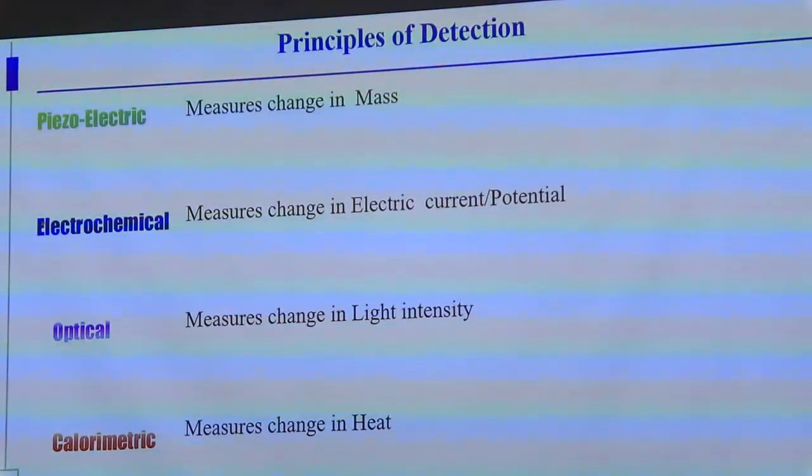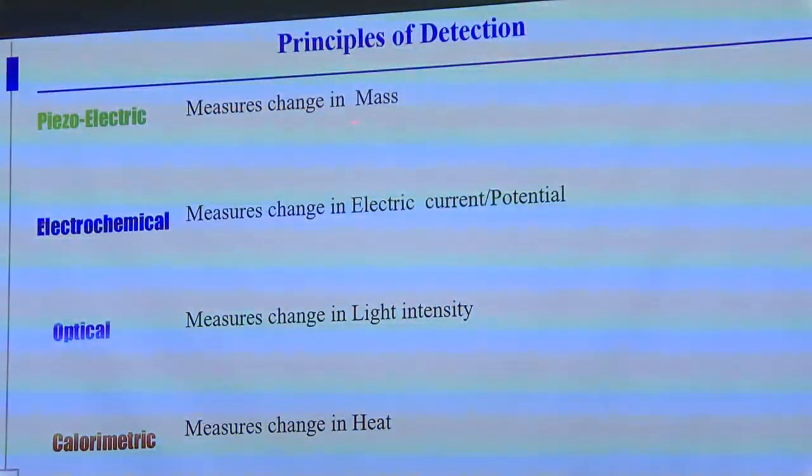So the topic of the talk today is providing the basic principle of detection with some examples. There are four different categories. One is piezoelectric, in which case we measure change in the mass. The second is electrochemical. We measure the change in electrical current and potential. Then we have optical, so we measure change in light intensity.